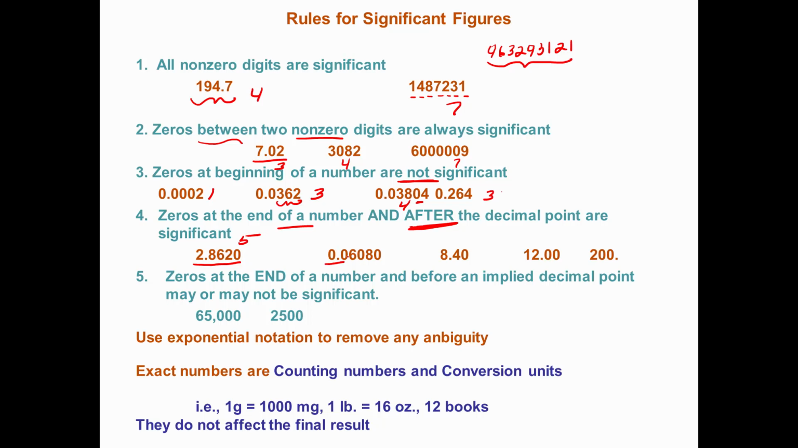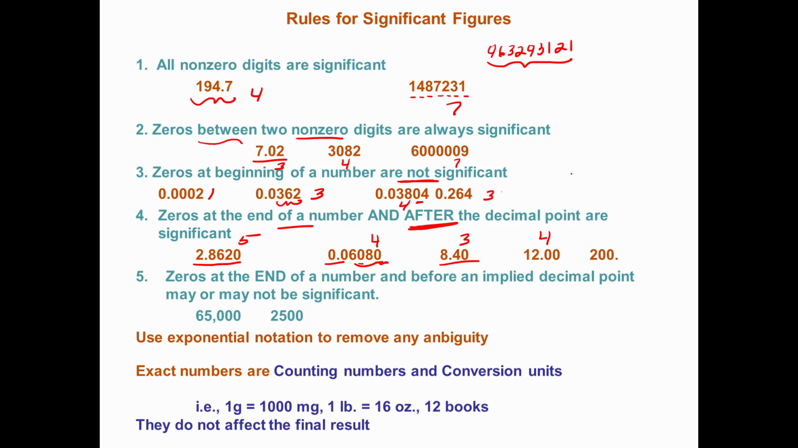Here, this is a leading 0. It is not significant. Both these zeros, this 0 is between two non-zero digits. This one is at the end of the number after the decimal point. It is significant. So this measurement has 4 significant figures. This one has 3. This one has 4.